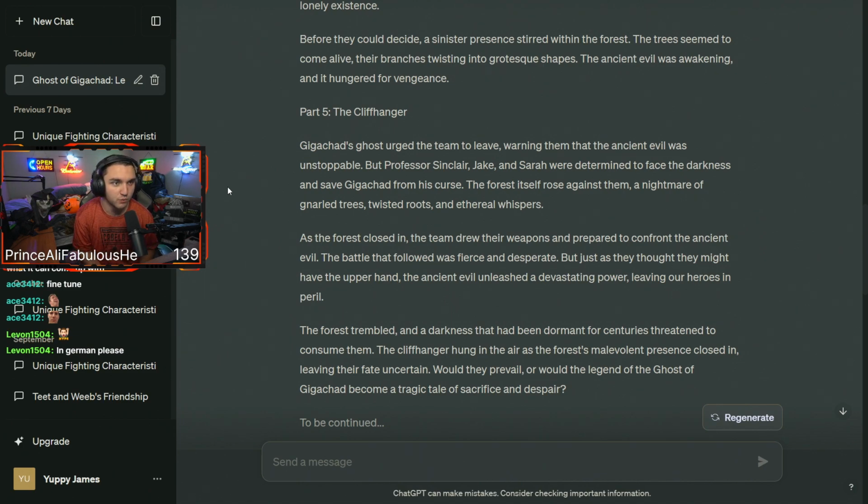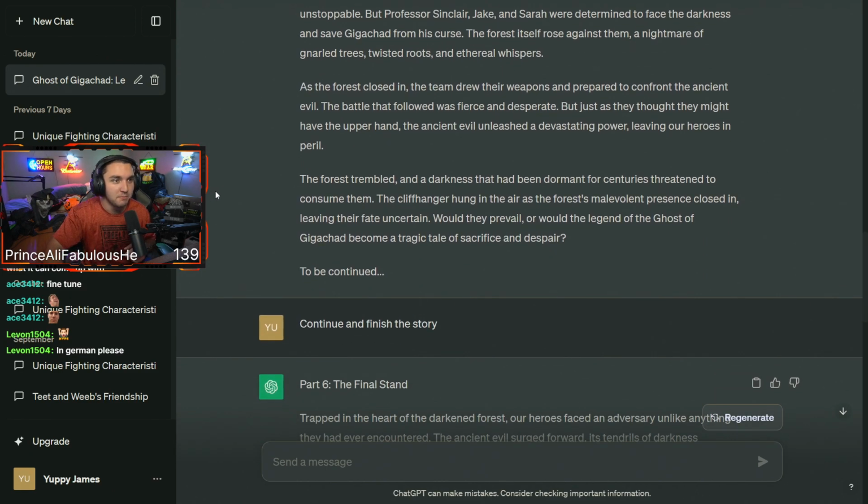The battle that followed was fierce and desperate. But just as they thought they might have the upper hand, the ancient evil unleashed a devastating power, leaving our heroes in peril. The forest trembled, and a darkness that had been dormant for centuries threatened to consume them. The cliffhanger hung in the air as the forest's malevolent presence closed in, leaving their fate uncertain. Would they prevail, or would the legend of the ghost of GigaChad become a tragic tale of sacrifice and despair?